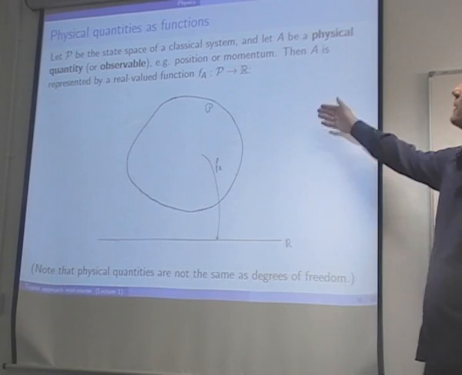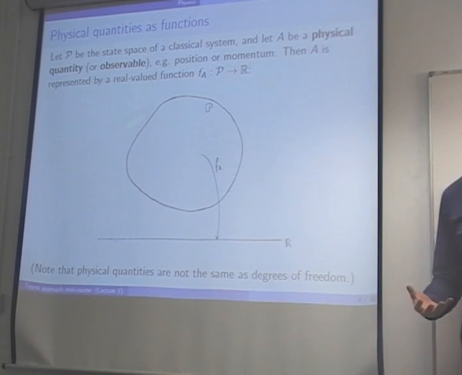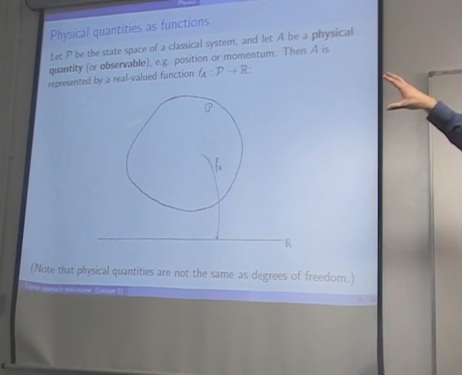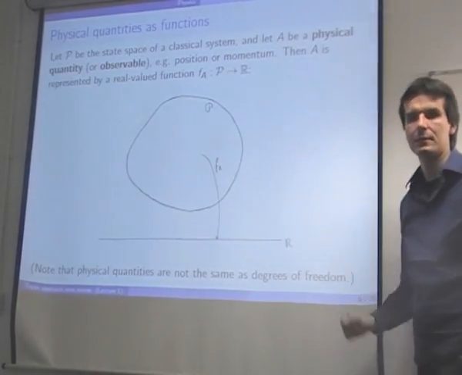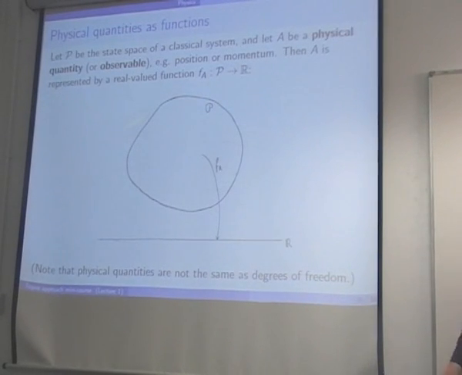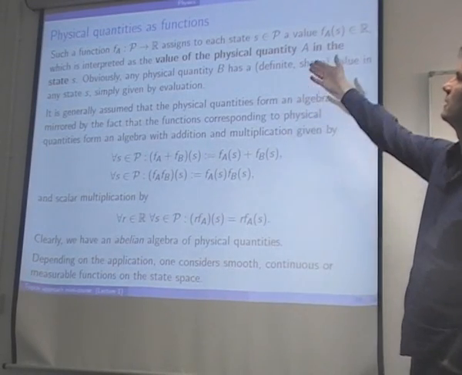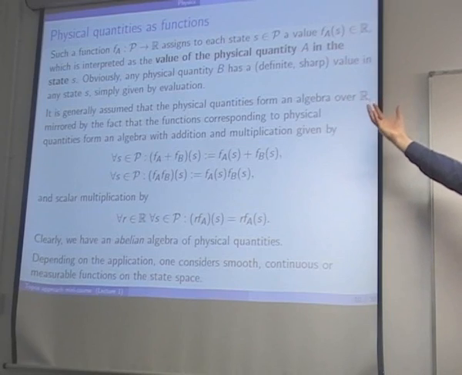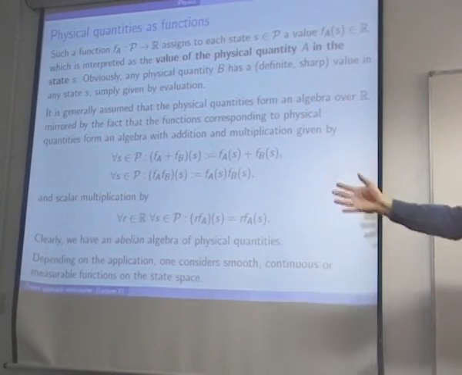So let's say A is just a symbol for a physical quantity like position or momentum. A physical quantity is the same as an observable. Most people say observable; I say physical quantity. Such a physical quantity is represented by a real valued function, f_A, which goes from the state space to the real numbers. This is actually very simple because such a function does just the following. It assigns to each state S in our state space a value. Just evaluate the function at this point and you get a real number. This is nothing but the value of the physical quantity A in the state S. And this is completely unproblematic.